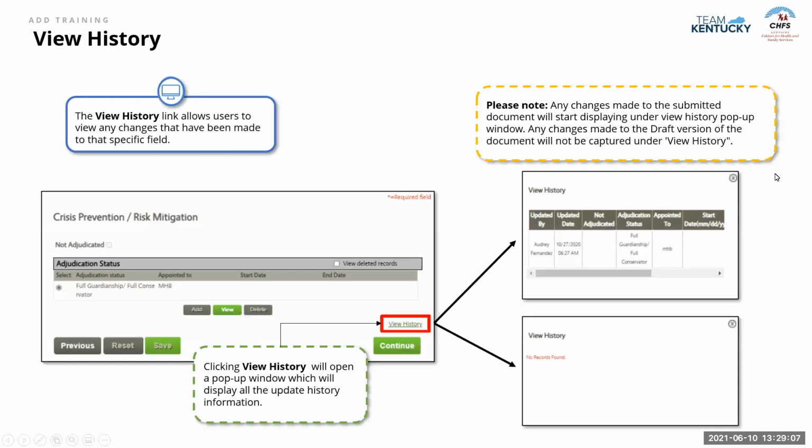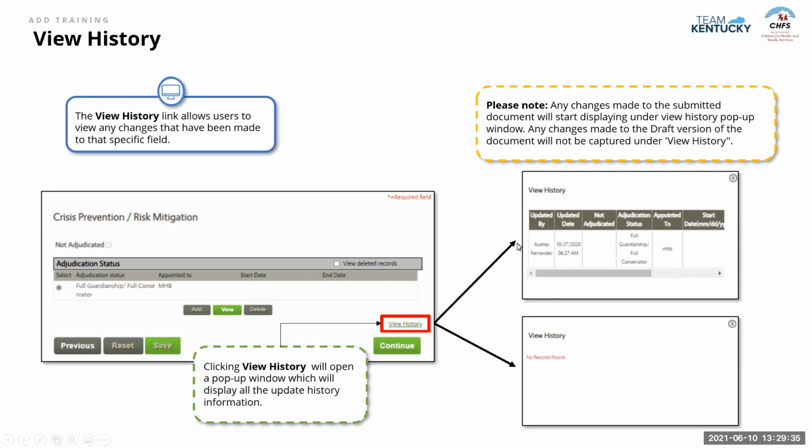Next is going to be the view history functionality. This was on many of the screens that we went through in different documents previously. This is just going to allow users to make any changes or view any changes that have been made to a specific document. So by clicking this view history function in the bottom right-hand corner, it's going to open a pop-up window, which is going to display all of the history for that specific document.